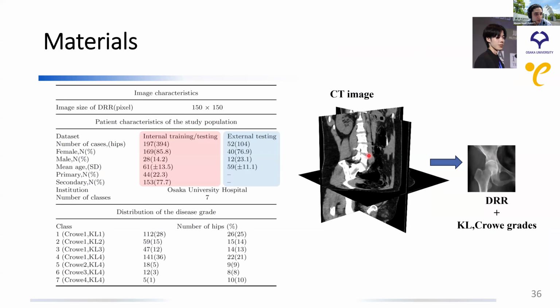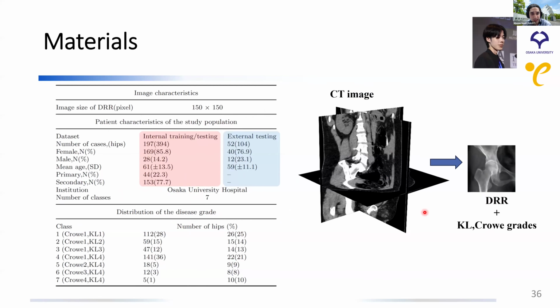So what Masuda-kun has done was he did a study on a CT database collected from Osaka University Hospital, and it contained an internal training and testing data set consisting of 197 patients and an external testing data set including only 52 patients. And this shows the distribution of the grades in his data set.